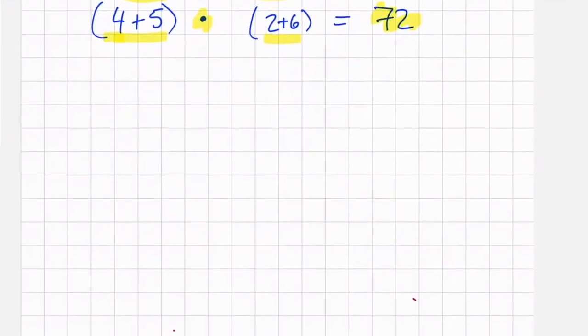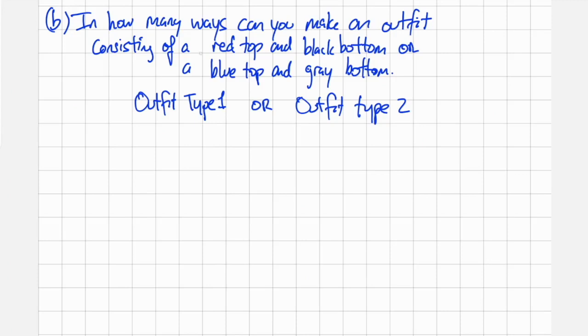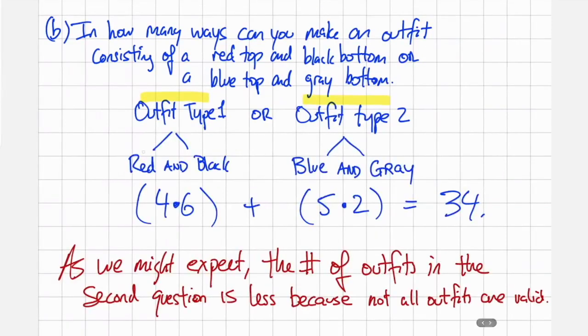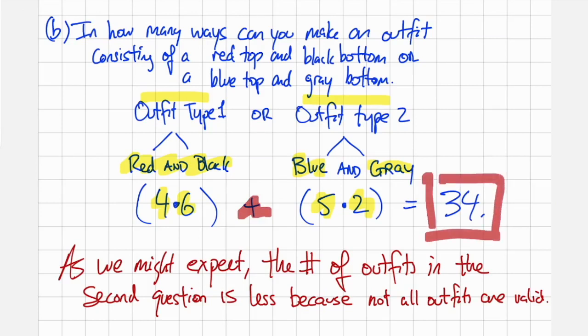Let's answer a different question relating to outfits. Because of your personal style, you want an outfit that consists of a red top and a black bottom, or a blue top and a gray bottom. In how many ways can we do that? In this situation, a better way to break down your set of outfits is to think of these as an outfit of type 1 or an outfit of type 2, and then count each of those using the multiplication principle. If your outfit needs to be red and black, there are 4 times 6 choices, 24. And if the outfit has to be blue and gray, there are 5 choices for a top, 2 choices for a bottom, or 10. Then we add those numbers together to get a total of 34 different outfits.